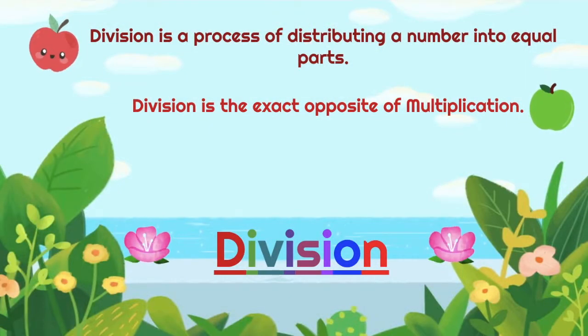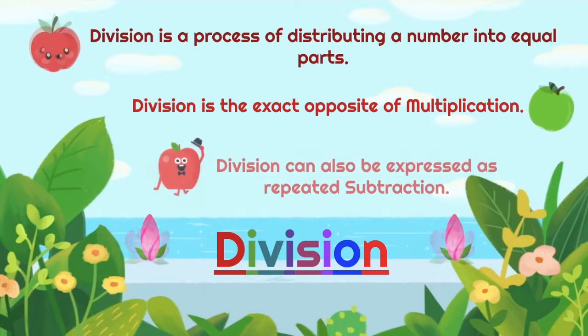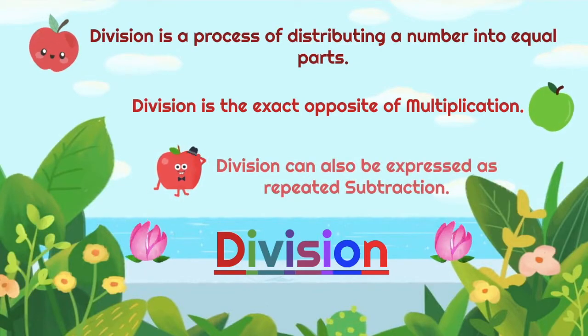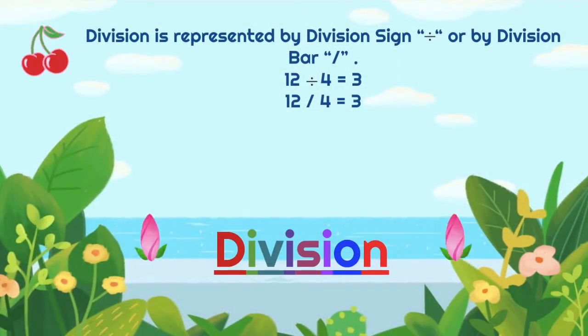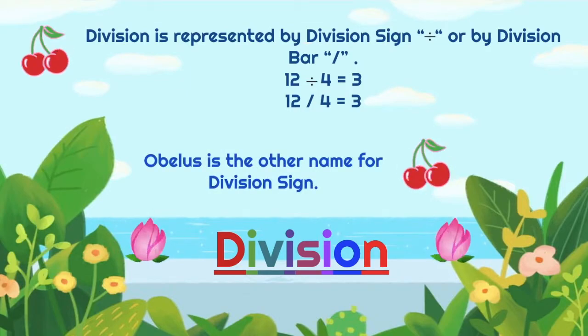Division is the exact opposite of multiplication. Division can also be expressed as repeated subtraction. Division is represented by either a division sign or a division bar, just like what is shown in our examples below. Just a quick trivia, Obelus is the other name for the division sign.